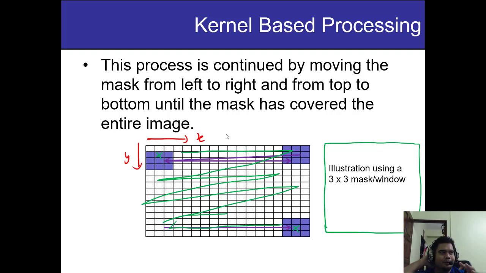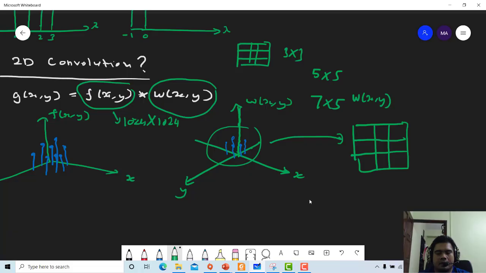Why did I skip the flipping operation? Okay, the reason is something you need to remember. Why do we skip the flipping process in two-dimensional convolution? Actually, the flipping process does happen.